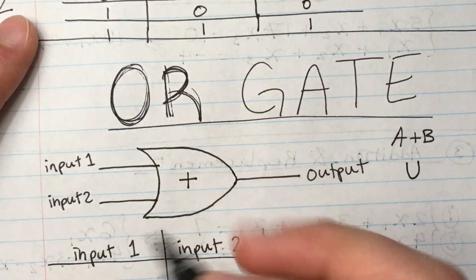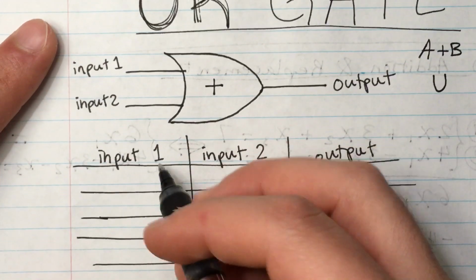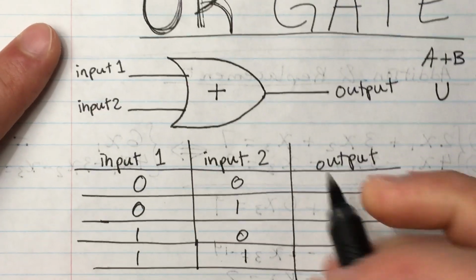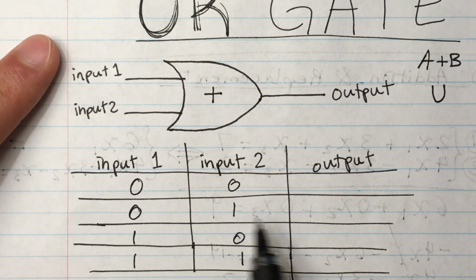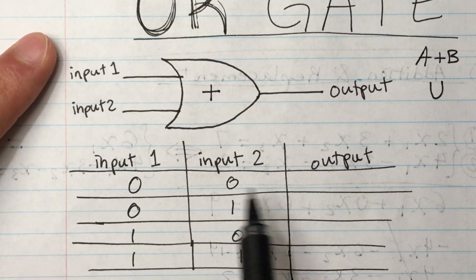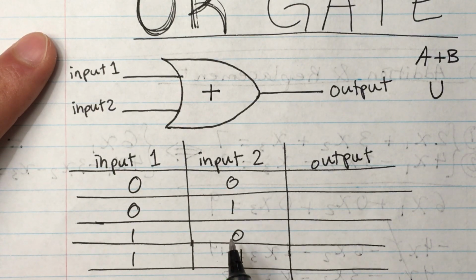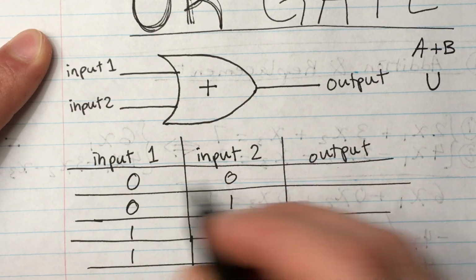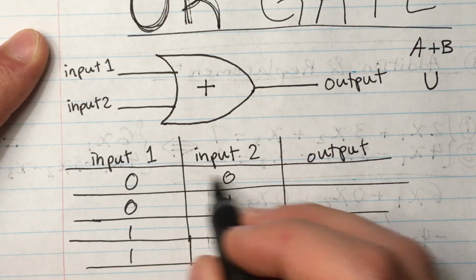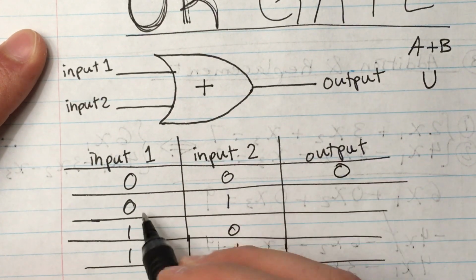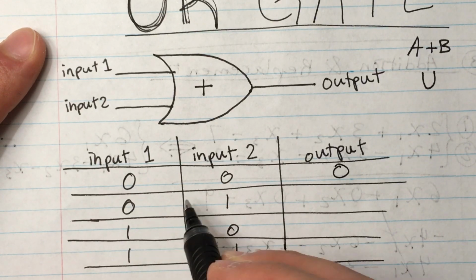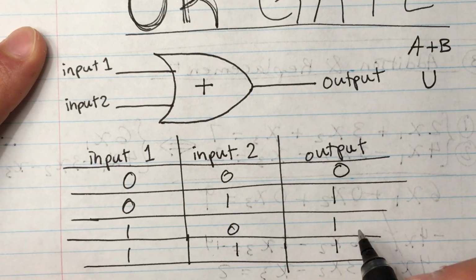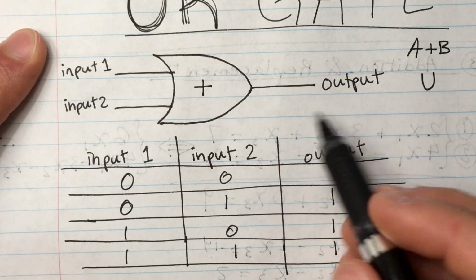All right, so again, for the inputs, same thing. We're going to have 0, 0, 1, 1, 0, 1, 0, 1. The output is, as long as either of these two inputs is a 1, or both of them 1, then the output is going to be 1. So for 0, 0, there's not a single 1 here, so it's going to be 0. Do we have at least one 1? Yeah, we do, right here. So 1, 1, and 1. All right, so that's the output.